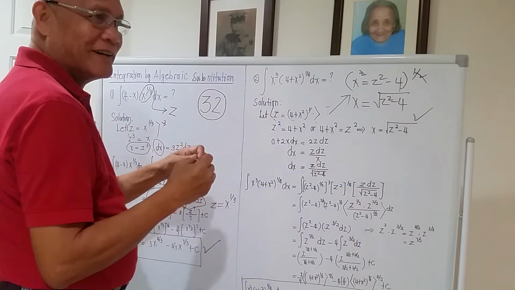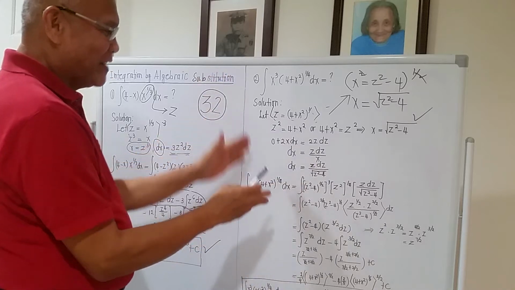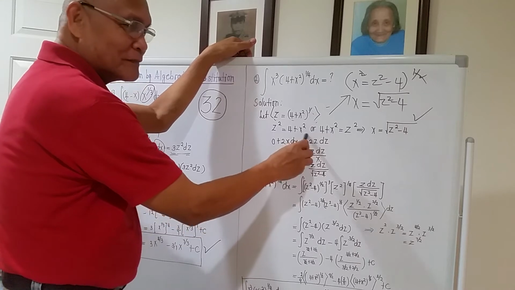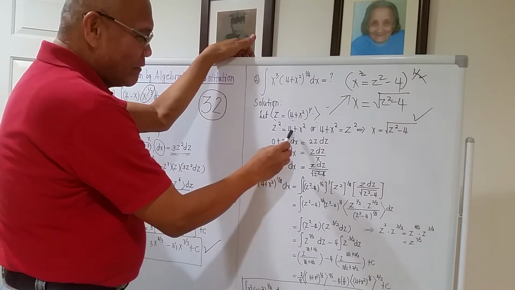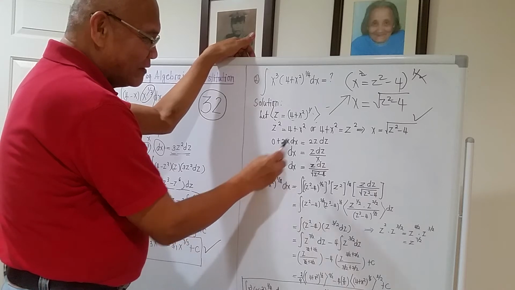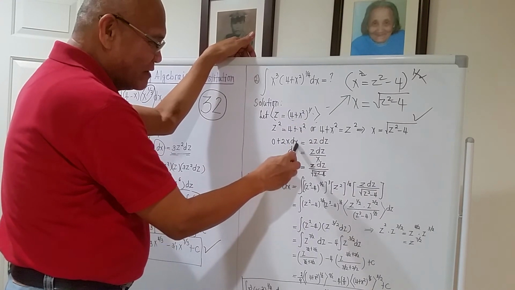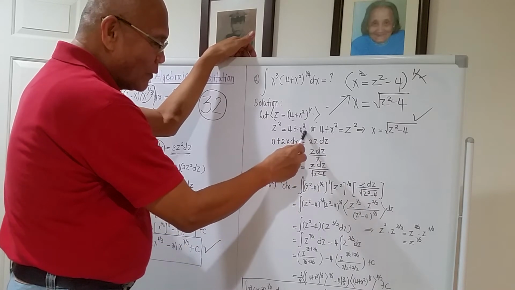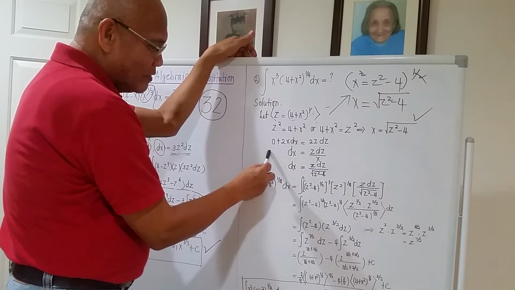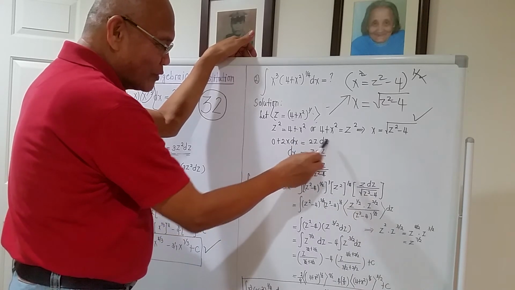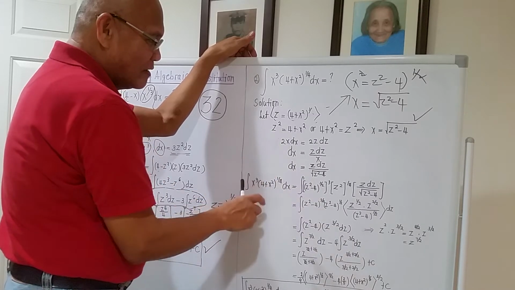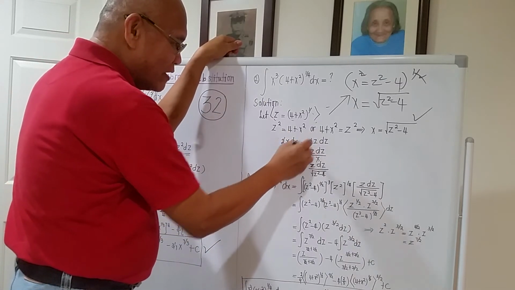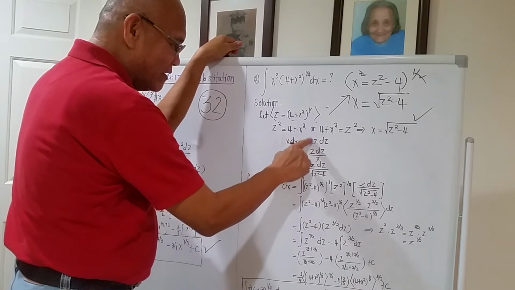Differentiating both sides. Try to take the differential of this to bring out the x. The differential of 4 is 0. The differential of x squared is 2x dx. The differential of z squared is 2z dz. Power formula, this is a pure constant. So 0, 2x dx equal to 2z dz. Okay? This 2 cancels with this.